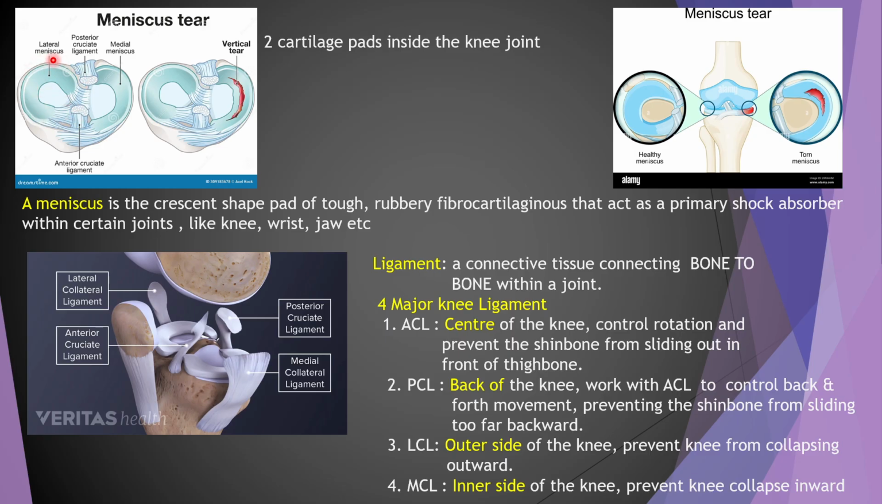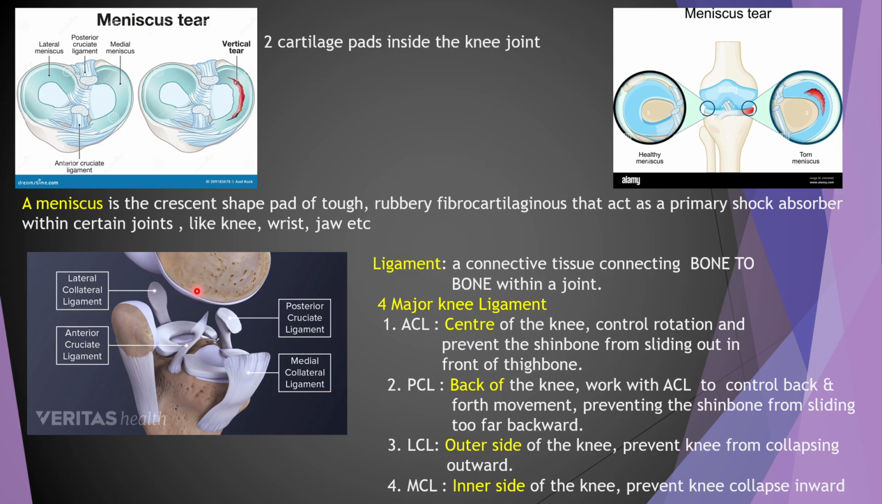So we'll continue with what is medial and lateral. But basically if there is a tear in the meniscus, it needs to be repaired. So basically, what is meniscus? Meniscus is a fibrocartilaginous crescent shaped pad which acts as a primary shock absorber within the joint. Okay. Next, ligament. We previously discussed what is ligament. Ligament is a connective tissue which connects bone to bone within a joint.